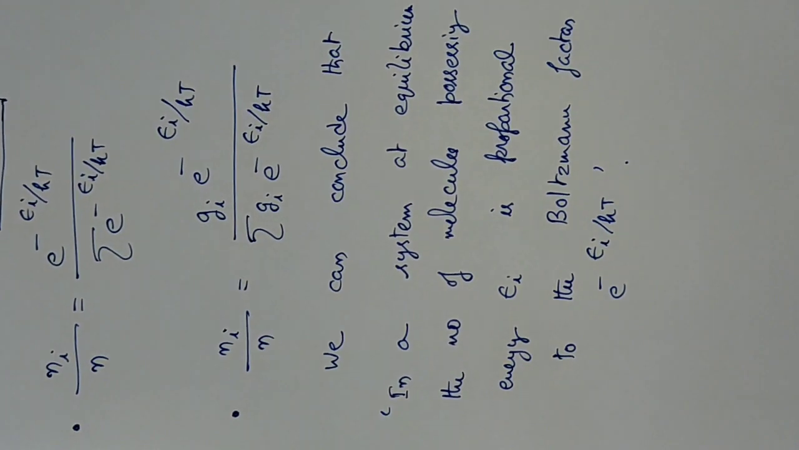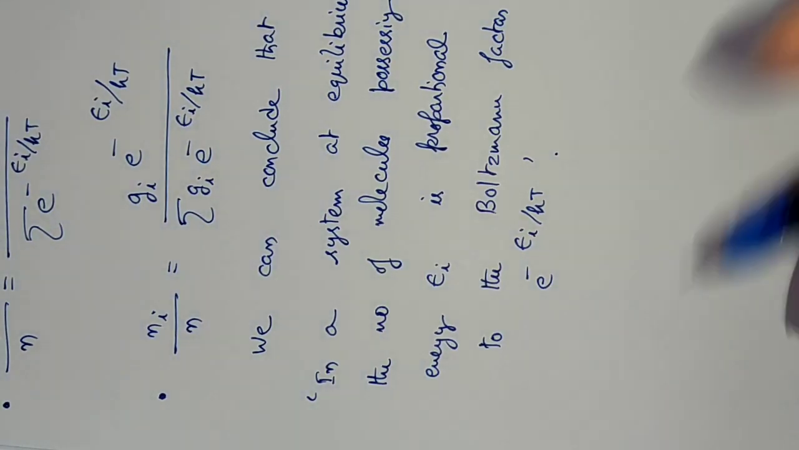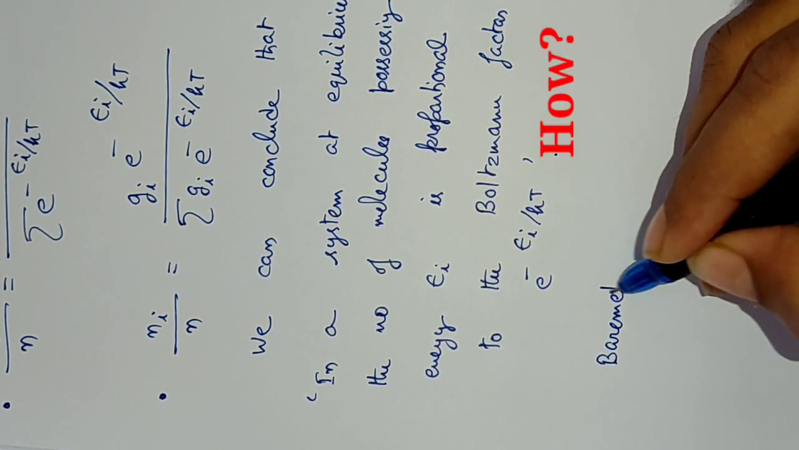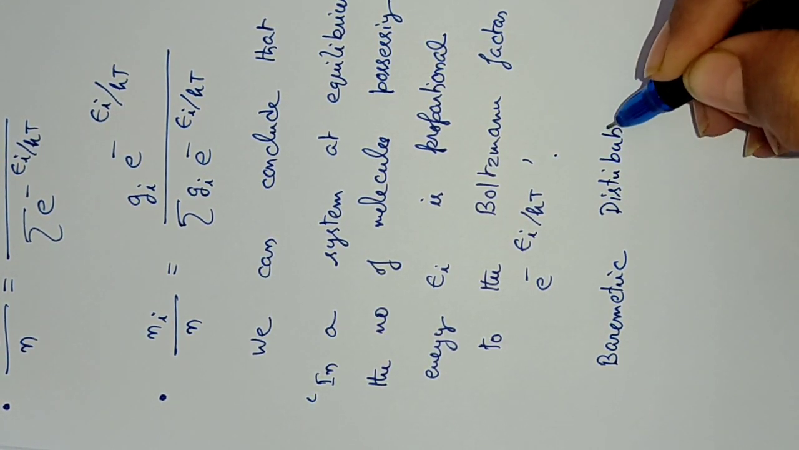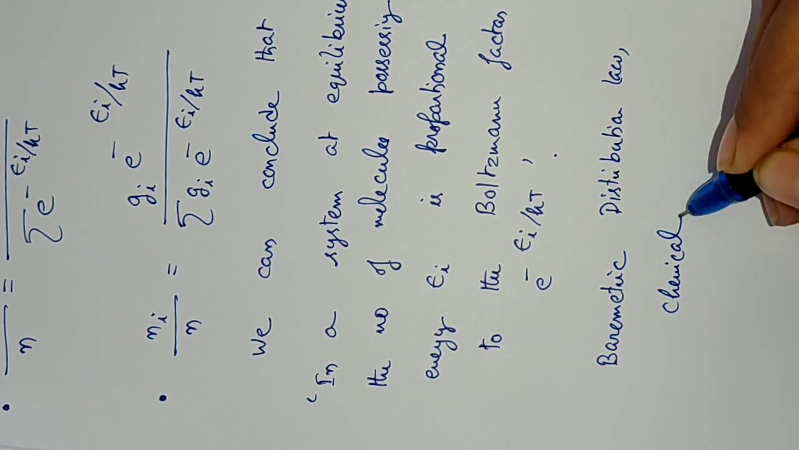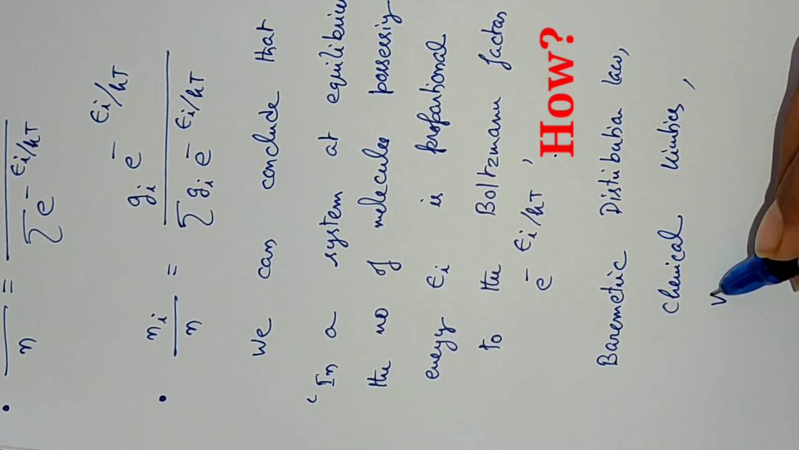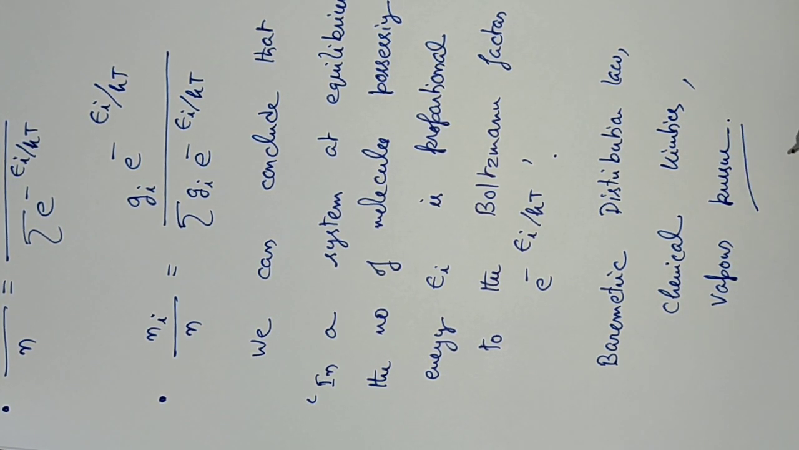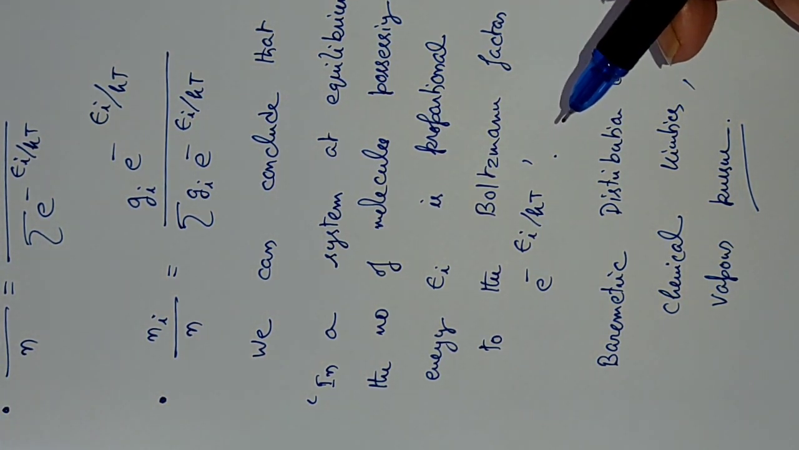We will use this distribution factor, the Boltzmann factor, in various cases like the barometric distribution law, in chemical kinetics to find the rate, and in vapor pressure. These are examples which are a direct offshoot of this Boltzmann distribution law.